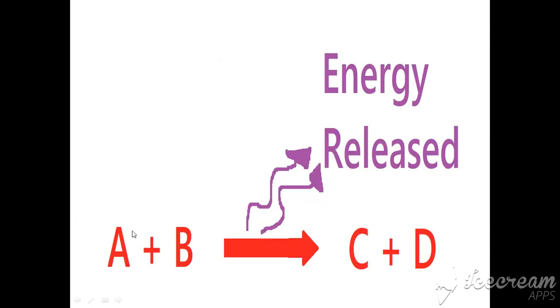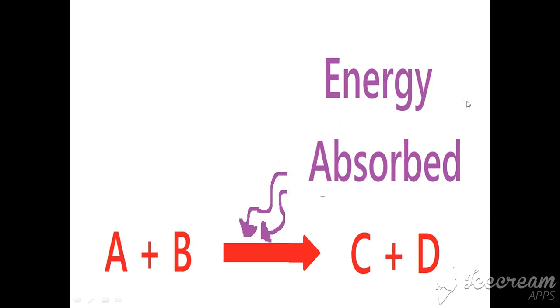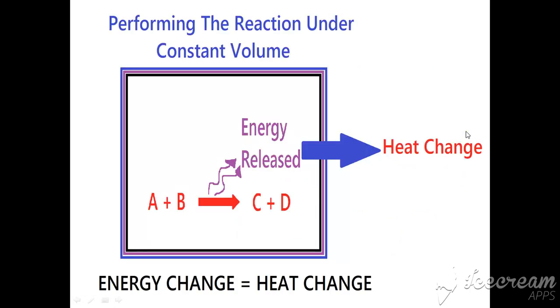So, if you take chemical reactions, some chemical reactions release energy while they take place. Some chemical reactions absorb energy while they take place. Let's see how we can perform a reaction in a laboratory. You can perform the reaction in two ways. One is performing the reaction under constant volume. That means we have a fixed container, and we perform the reaction in it. So when the energy is released during this reaction, the whole amount of energy will convert into a heat change. Therefore, the energy change of the reaction is equal to the heat change.